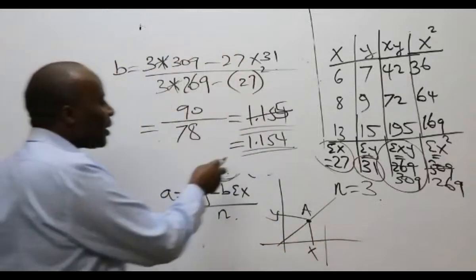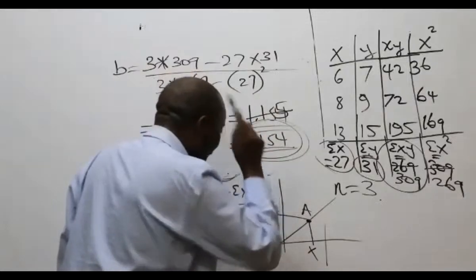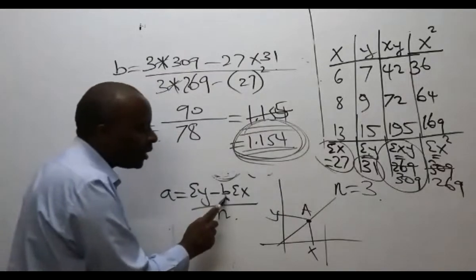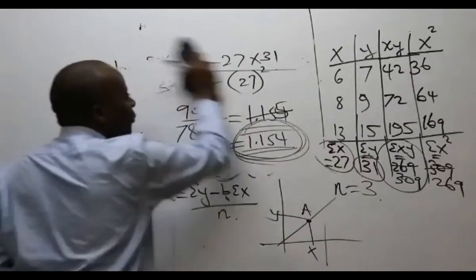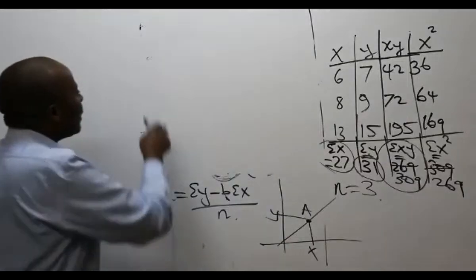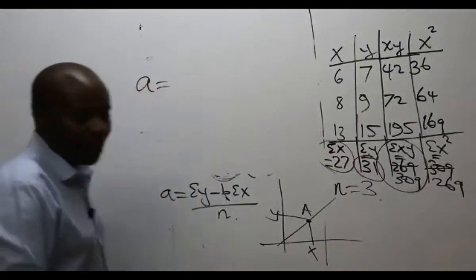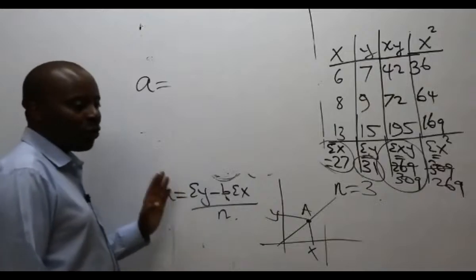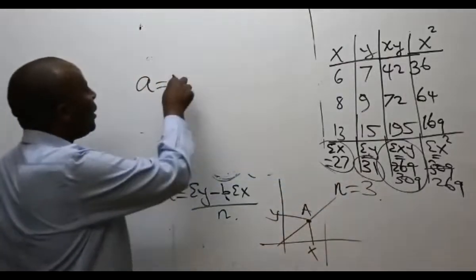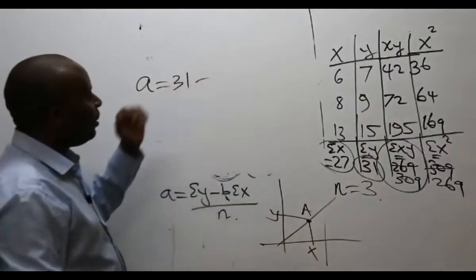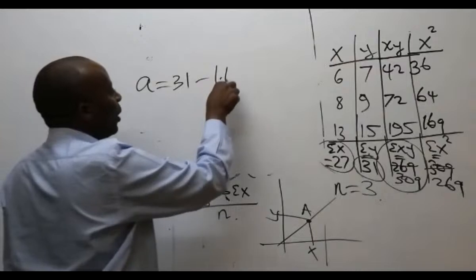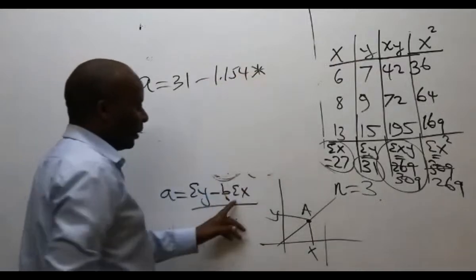Ladies and gentlemen, this figure here will be stored somewhere at the back of my mind because I need it here. While calculating A, I need the value of B. So this figure, I have to really write it permanently somewhere at the back of my mind. So please come and give me the value of A. How do we get A? To get A, we are taking summation of Y. Summation of Y is 31 minus the value of B that we got. The value of B that we got, ladies and gentlemen, was 1.154 times summation of X.